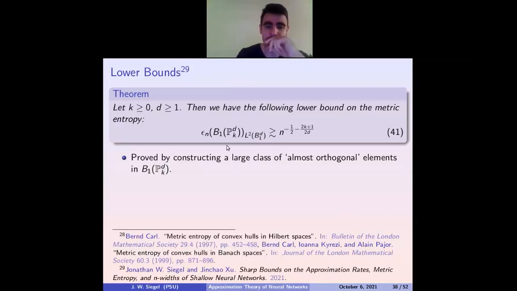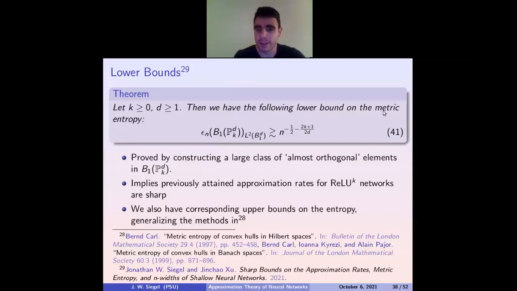We took this class of functions, the convex hull of our dictionary, and we lower bounded its entropy. Its rate goes as n to the minus 1/2 minus (2k+1)/(2d). In fact, this is exactly the rate of decay of the entropy. We also removed the logarithmic factors to get a matching upper bound. But more importantly, this implies that the approximation rates we attain for these ReLU^k networks are sharp. At least the exponent cannot be improved further.